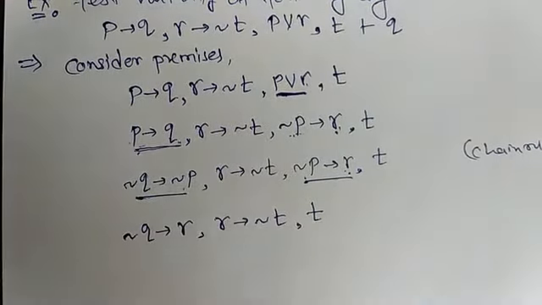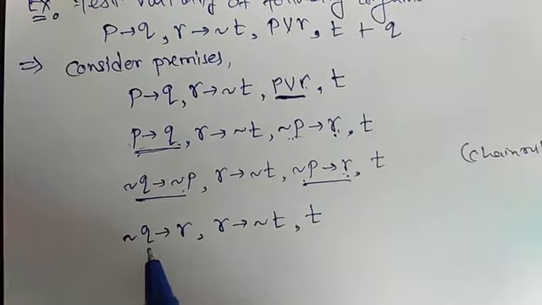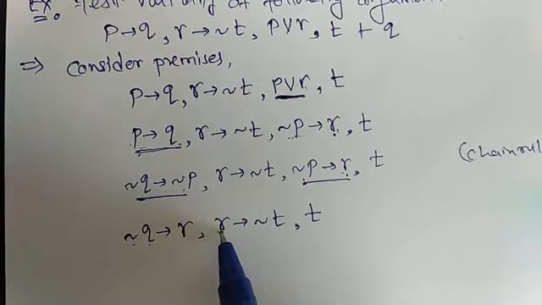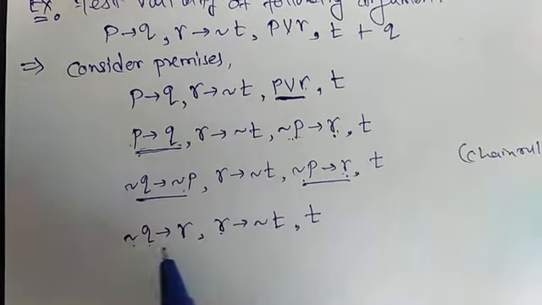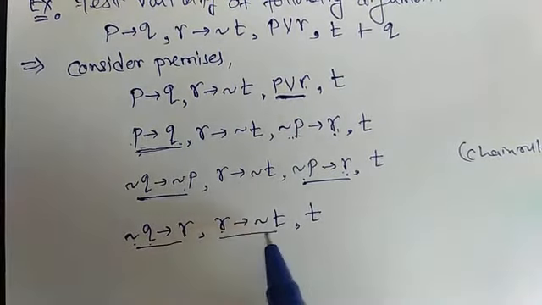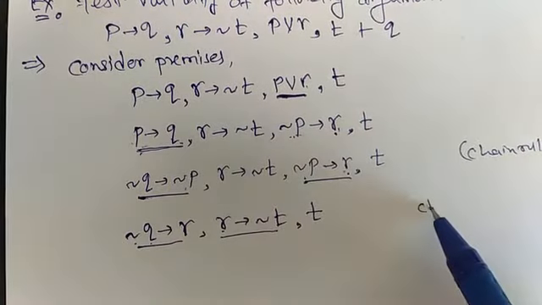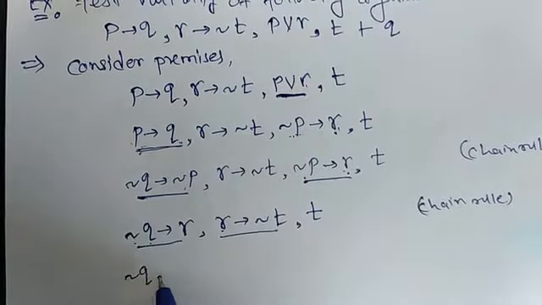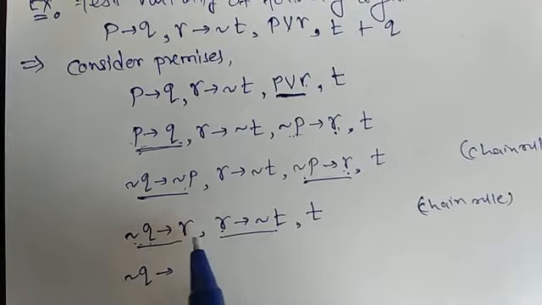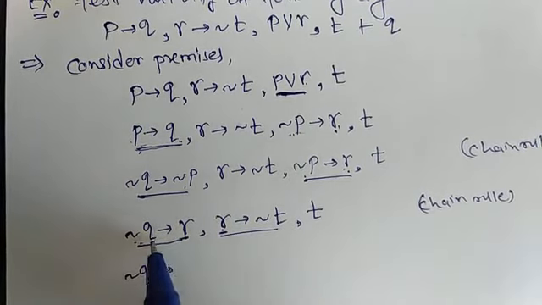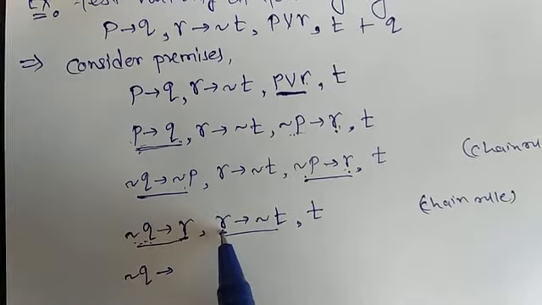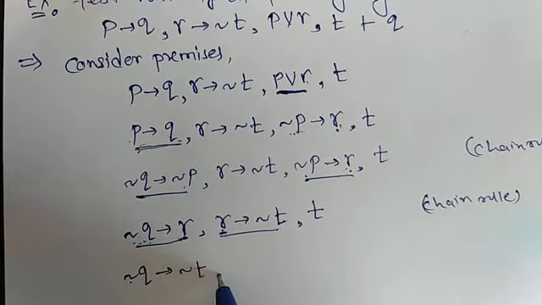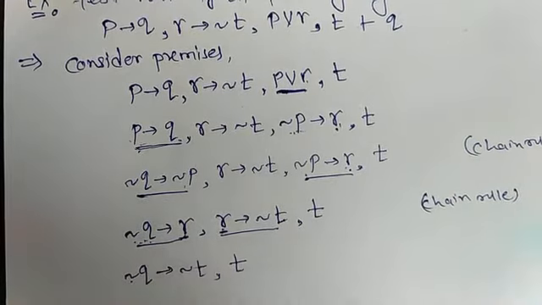Now here it is negation q implies r and r implies negation t. So from these two we will get, again by chain rule only, negation q implies negation t. Here both r are the same: negation q is going toward r and r is going toward negation t. So negation q goes toward negation t, comma t as it is.